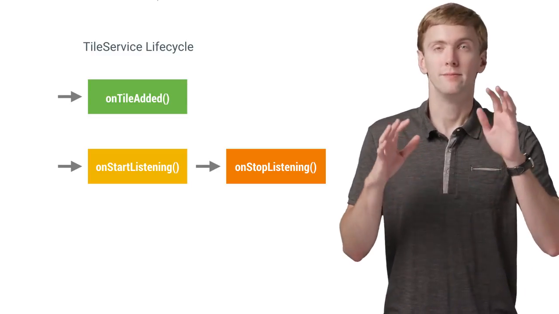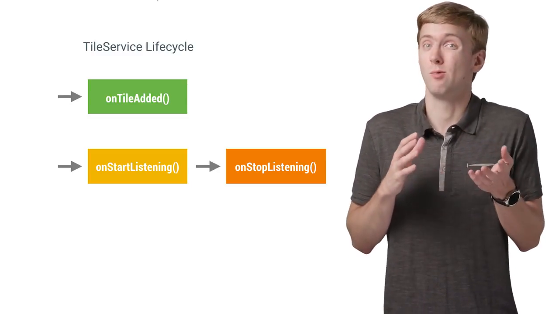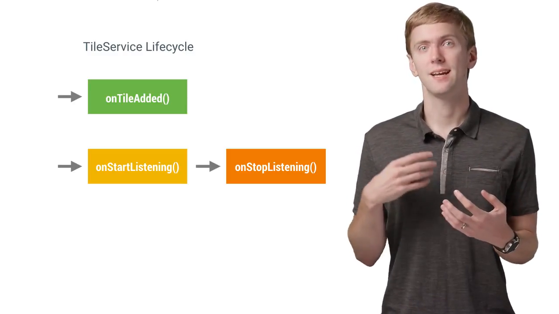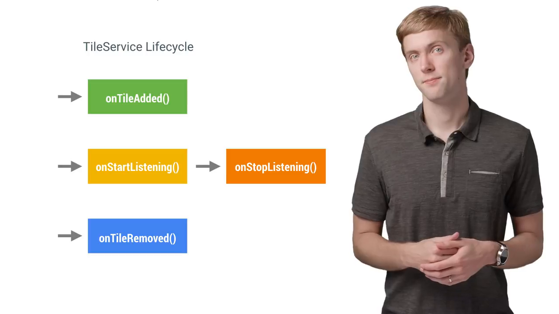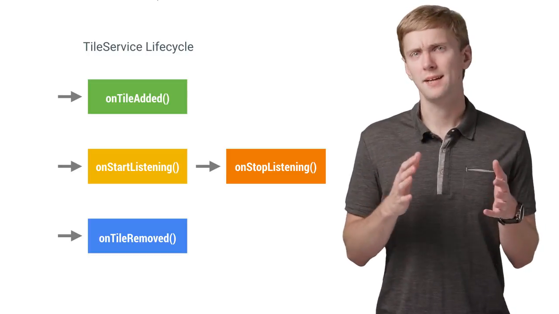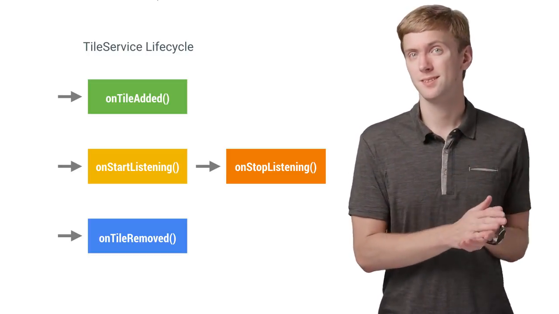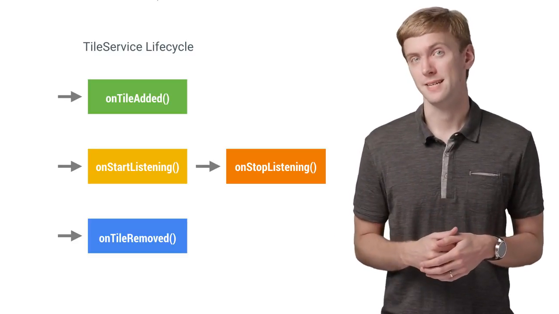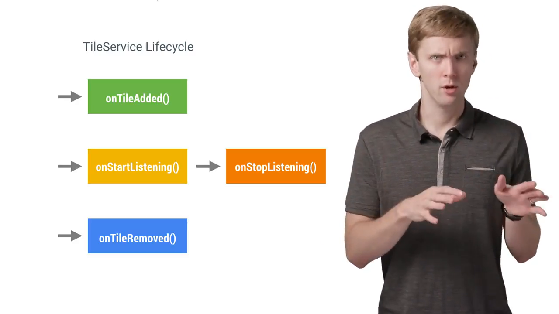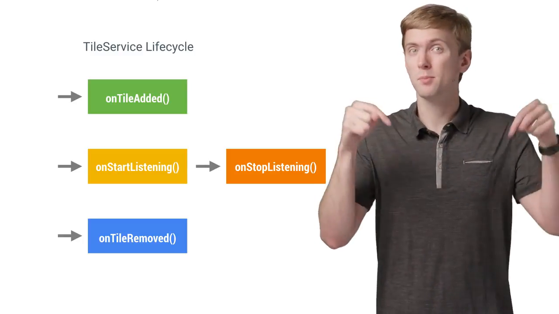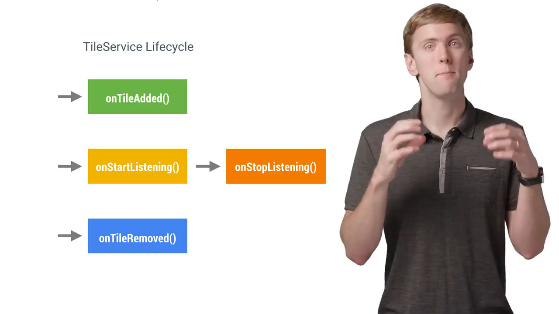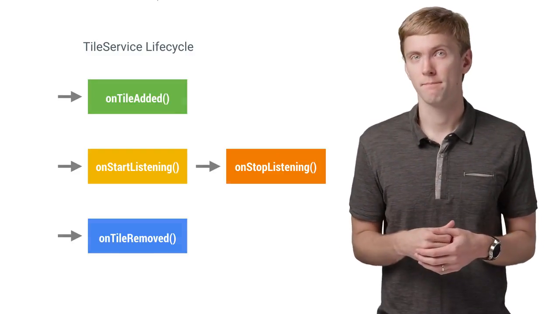Finally, if the user were to ever remove your tile, you'd again have the system bind to your service and call onTileRemoved. Keep in mind that the lifecycle is controlled by the system here, so don't assume that your service will persist between these states. There's another mode called active mode. Read the blog post linked in the description for how that differs from the passive mode described here.